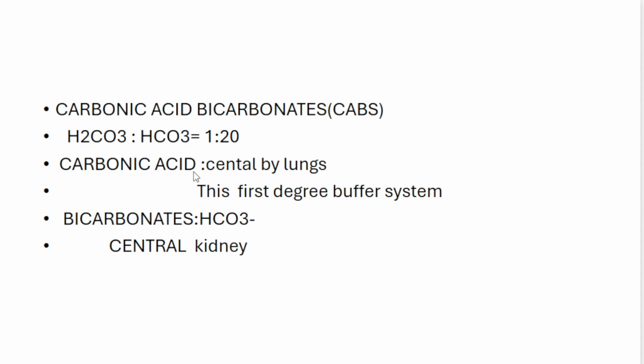Carbonic acid is mainly formed by the lungs and is the first degree buffer system in our body. If they ask a question, the first degree buffer system in our body is carbonic acid. Bicarbonates, HCO3, are mainly formed in the kidney.